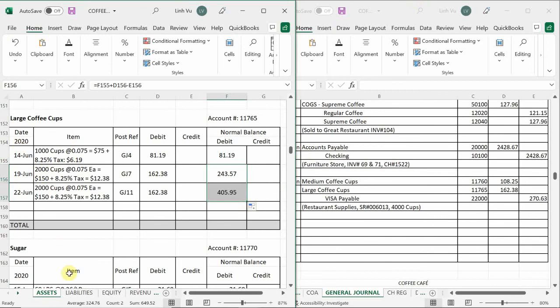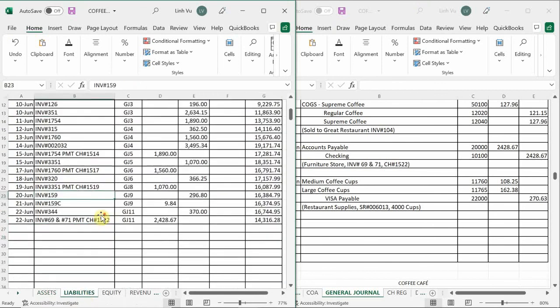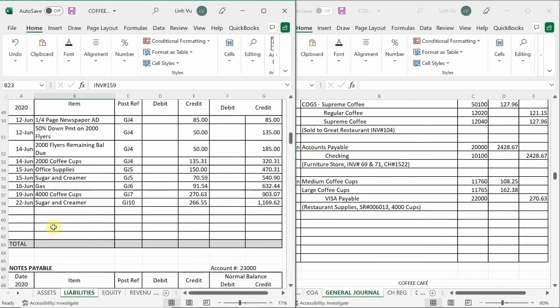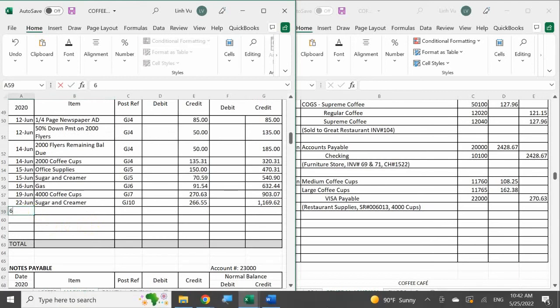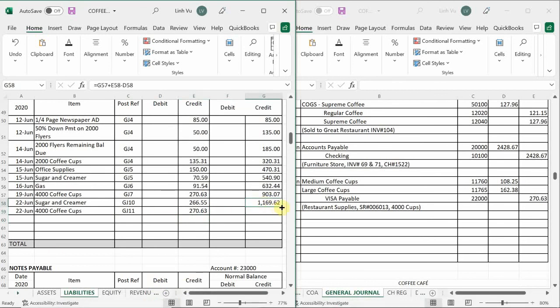Last but not least, I need to go ahead and update my Visa payable because I charged my credit card once again. It is 6/22. We charge my credit card to purchase 4,000 coffee cups, for a total of $270.63. So therefore, I racked up a total of $1440.25 on my credit card.